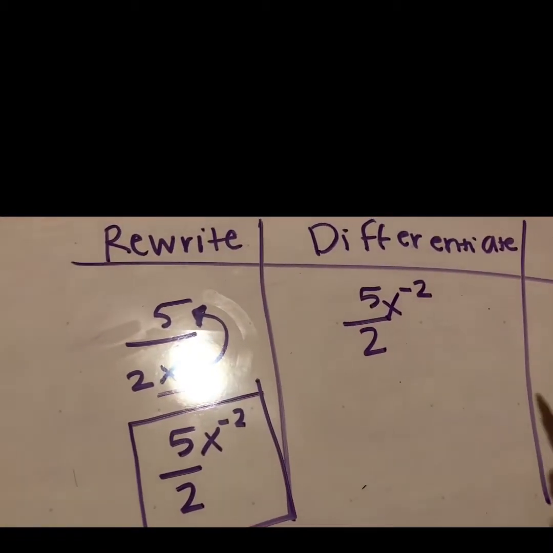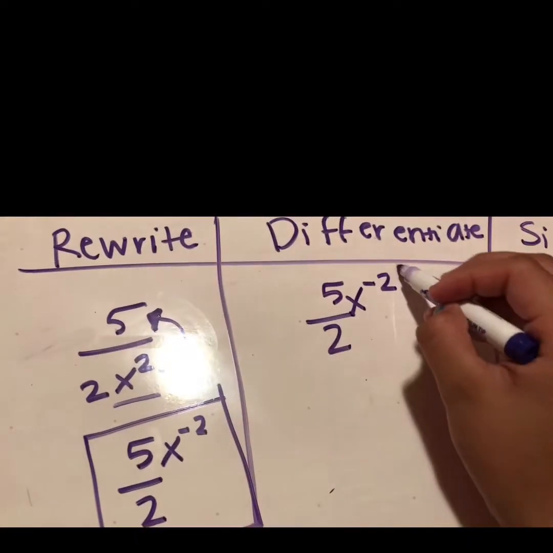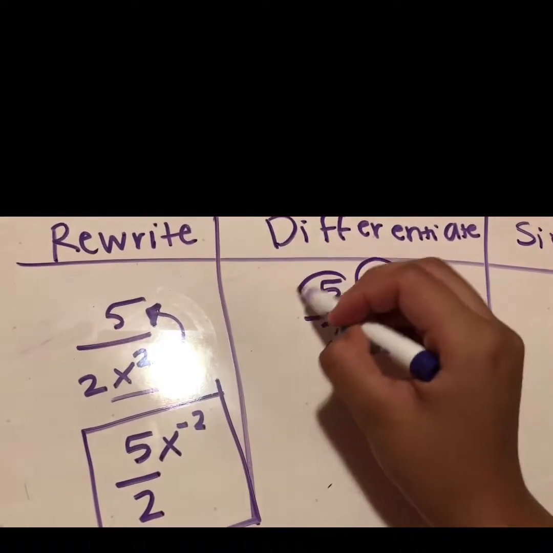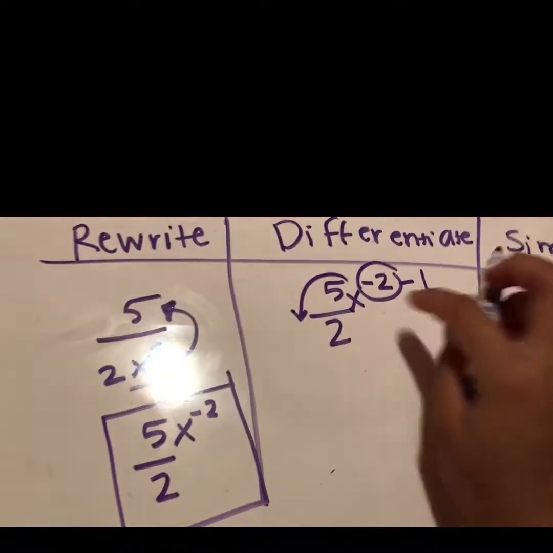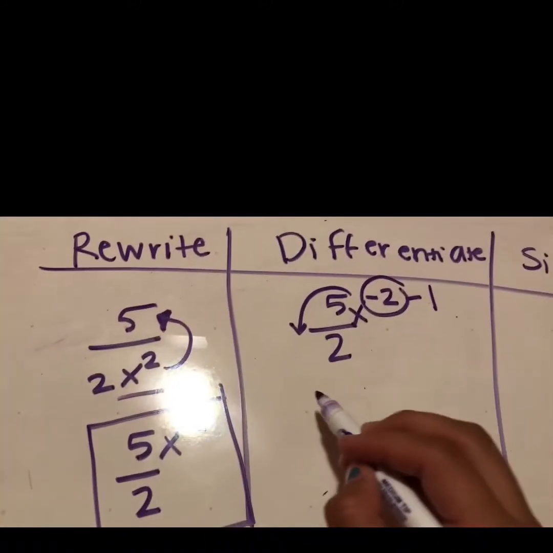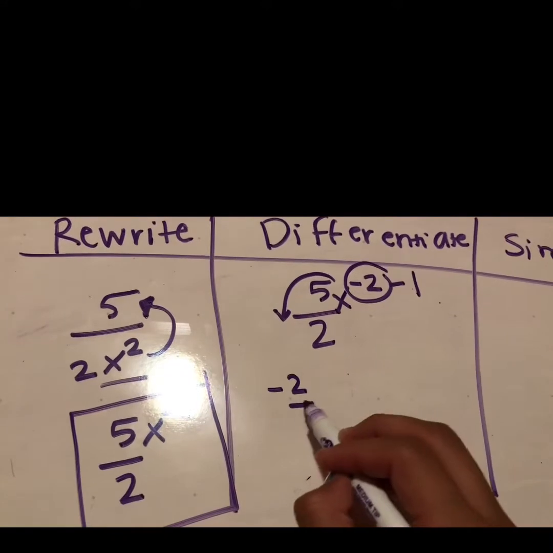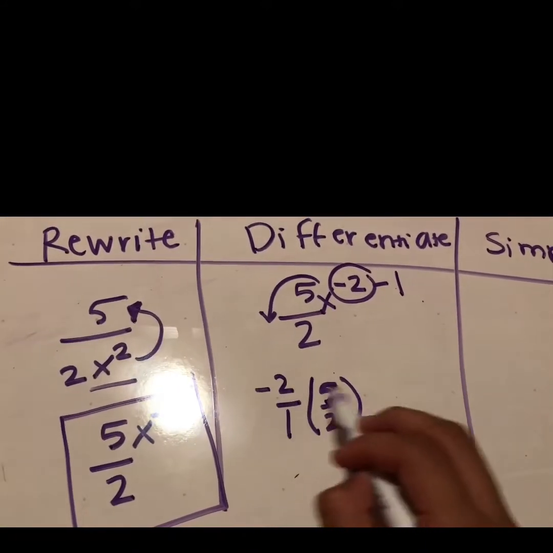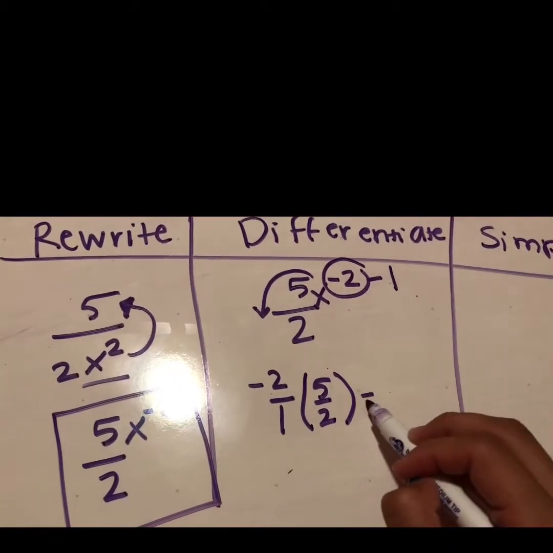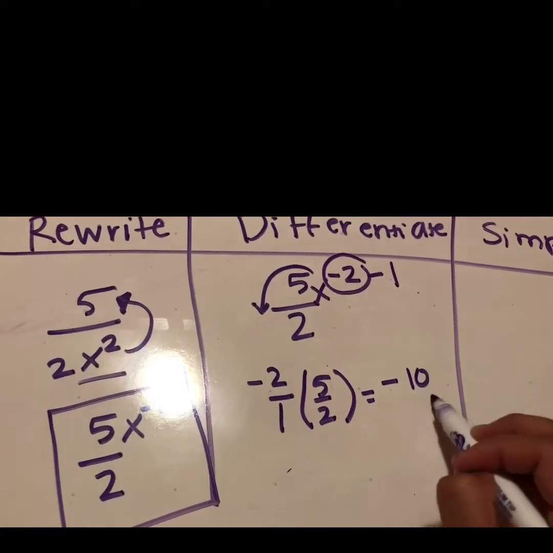When we're differentiating, we have to use the power rule. This means that the negative 2 is going to move forward, and then we're going to subtract 1 from the exponent. So when we're doing this, we have negative 2 over 1 times 5 over 2. And we're going to multiply the fraction straight across. So then that would give us negative 10 over 2.